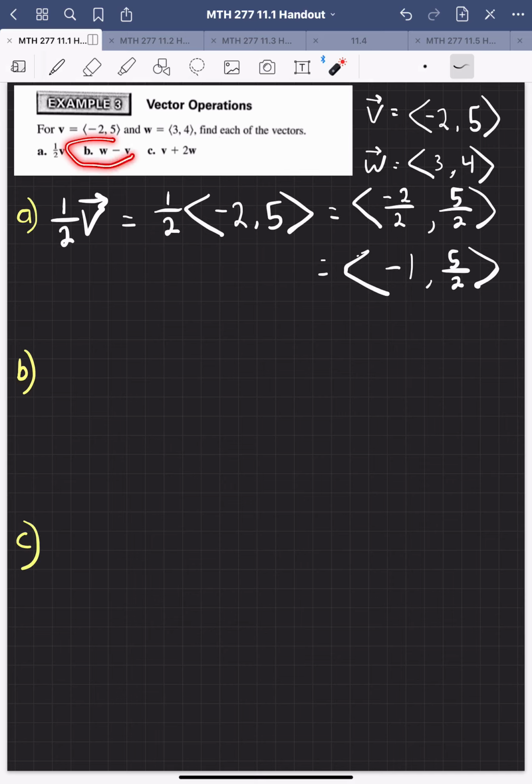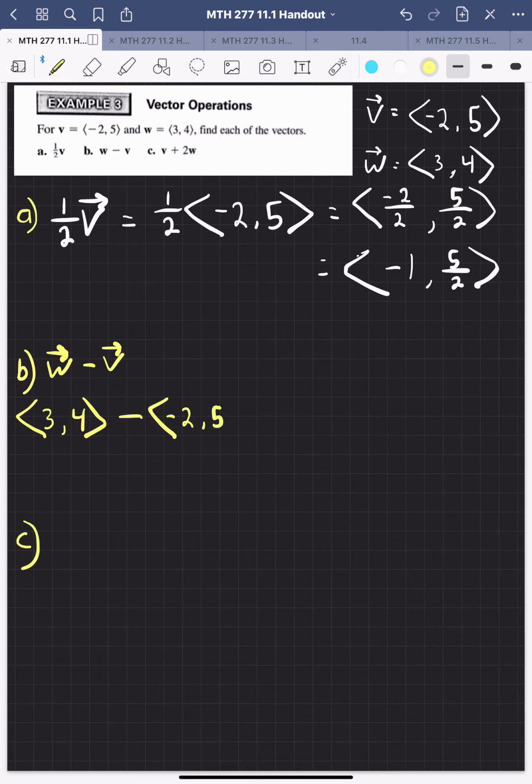Let's go to part B. Now we want to talk about the difference between these two vectors. So it's vector w minus vector v. Simple enough. I'm going to substitute in. So w is 3, 4, minus v, which is negative 2, 5.